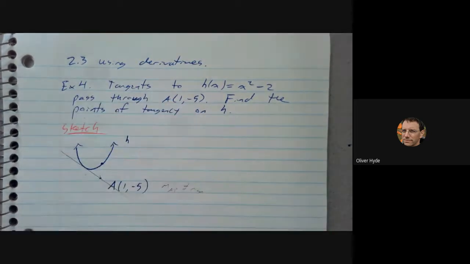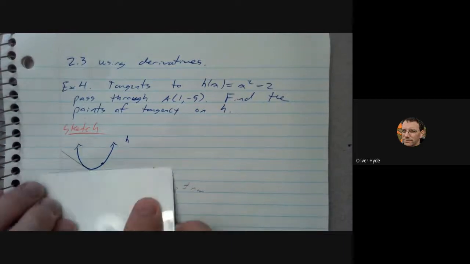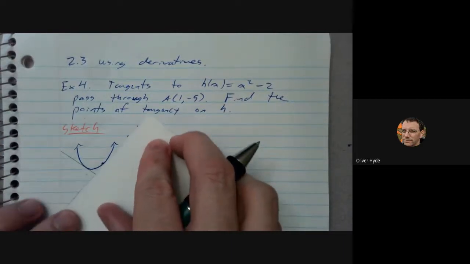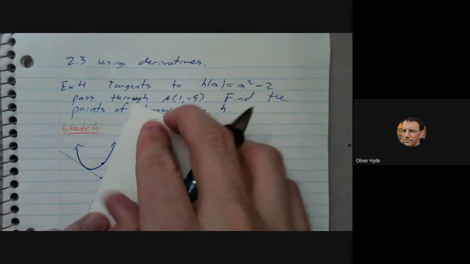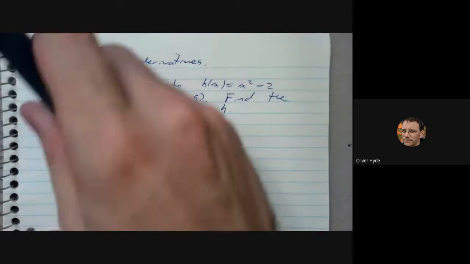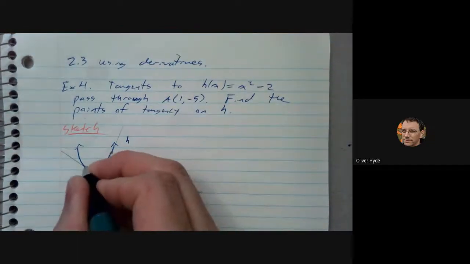Or think of it like this. Draw all of your tangents to H, bing, there's one. And then stop when you find one of those tangents that actually goes through A. There it is right there. So these are the 2 points of tangency that I'm looking for.